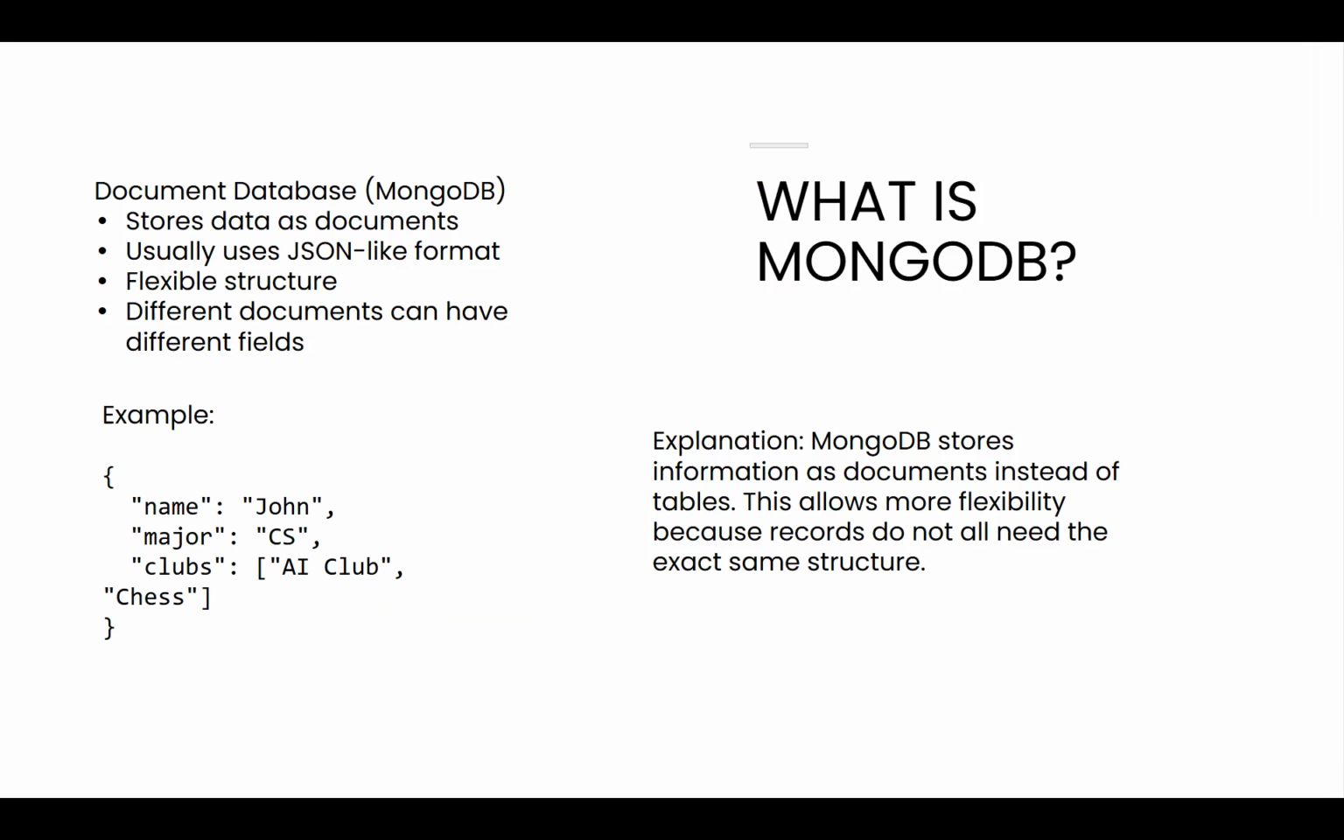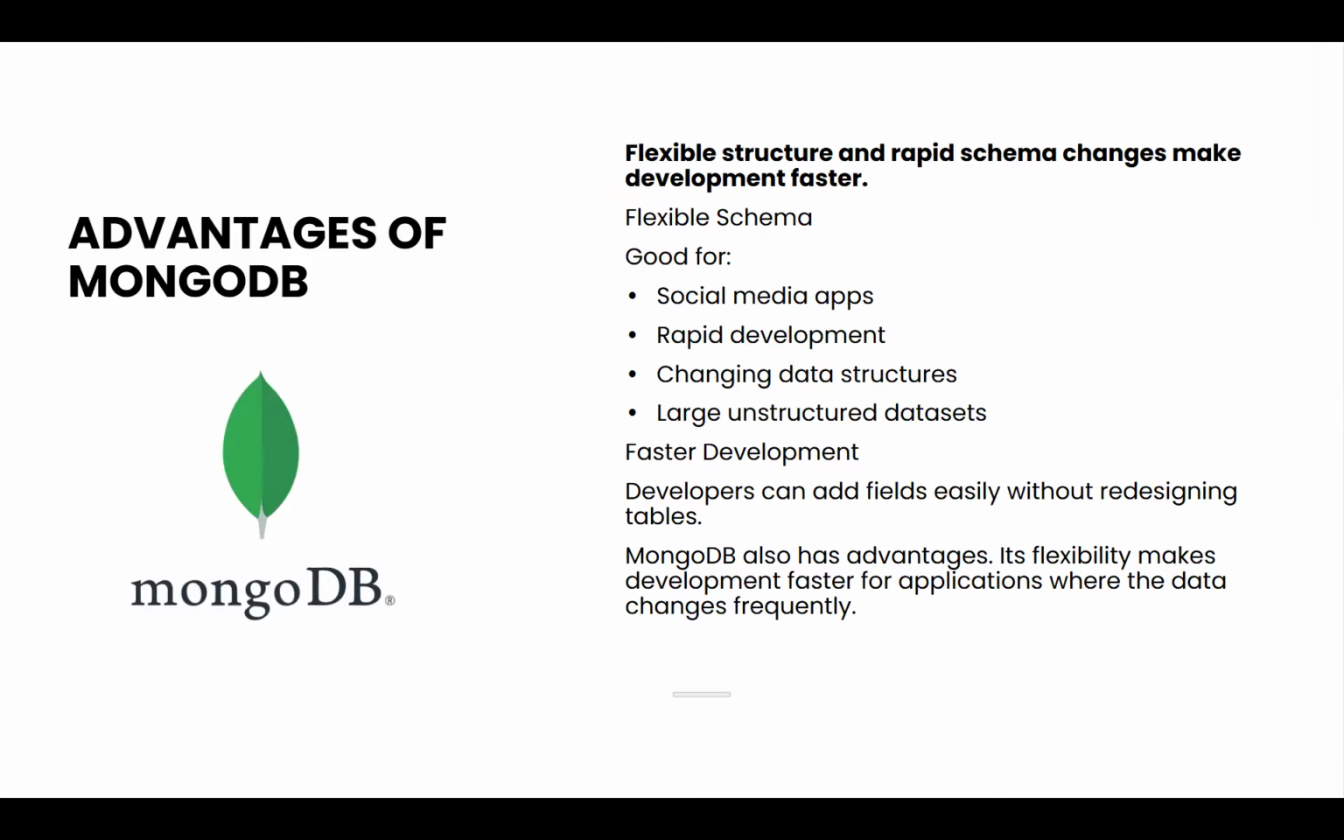The benefit of SQL structure is that it prevents invalid data. It's easier to maintain, and it's easier for large teams and debugging. Here we also have powerful querying. It has filtering, sorting, aggregation, and complex joins. And then we also have the advantages of MongoDB. The difference is that it's good for social media apps, rapid development, and large data sets.